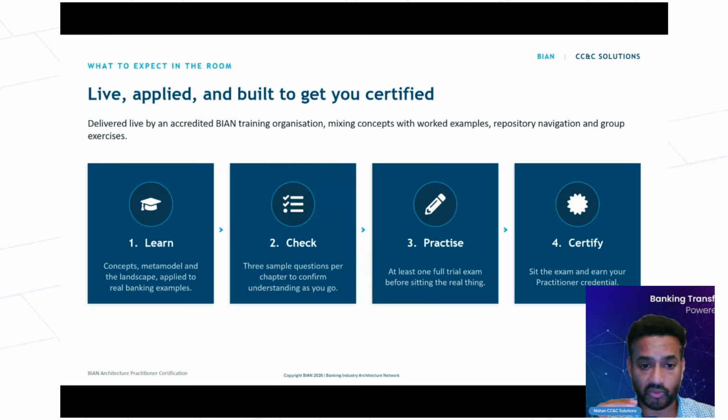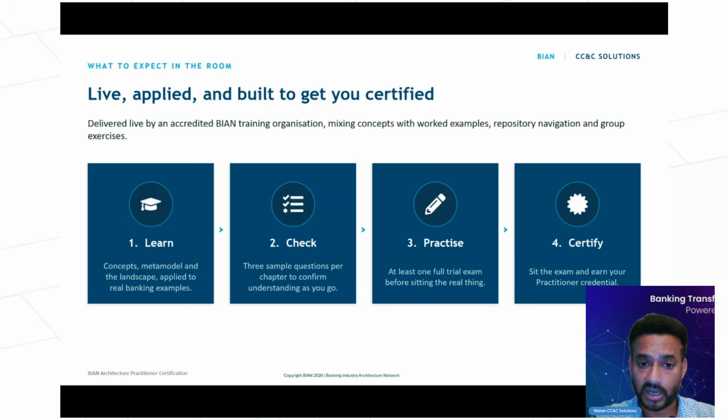So it really covers the 4 key steps of any good knowledge transfer, which is 1, you'll learn the concepts, the meta model, the landscape. Your knowledge will be checked throughout the 2 days. You'll get an opportunity to test your understanding of it, make sure it's really getting embedded.